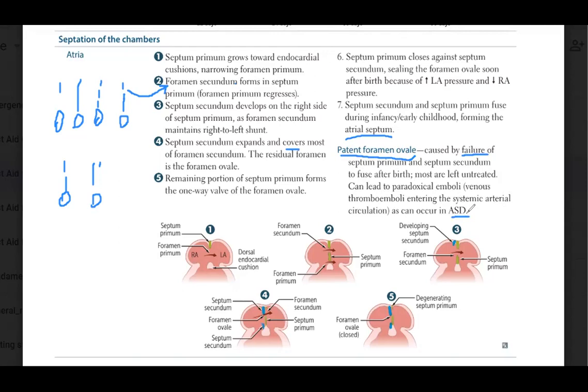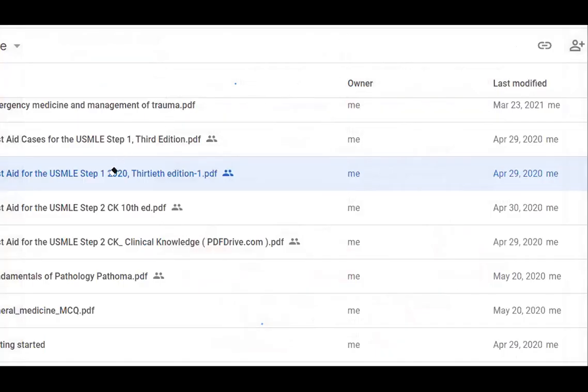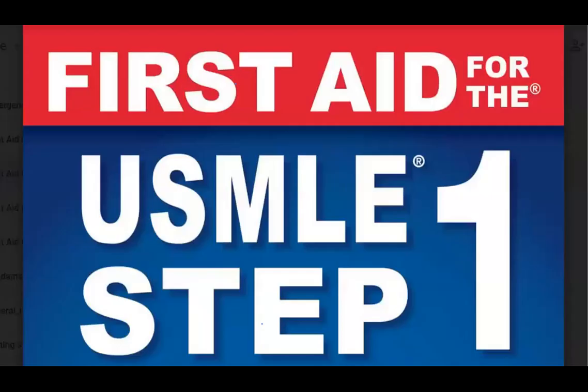So, this was all about the septation of the chambers, and I think I am also tired. What is the problem? Excuse me.